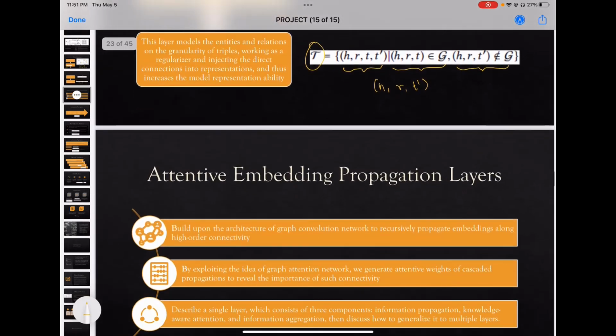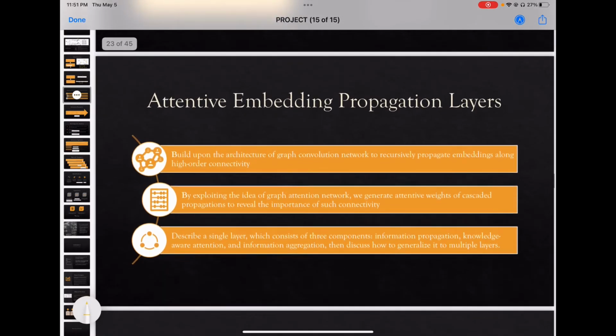Next, we build upon the architecture of graph convolution network to recursively propagate embeddings along high-order connectivity. Moreover, by exploiting the idea of graph attention network, we generate attentive weights of cascaded propagations to reveal the importance of such connectivity.